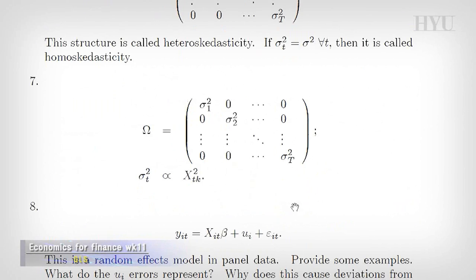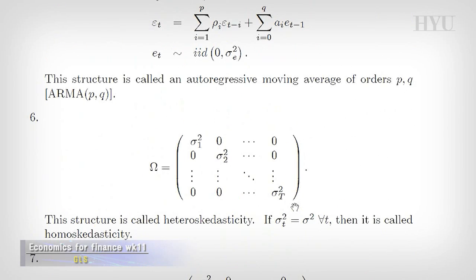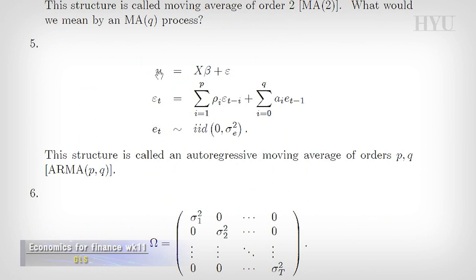And more generally, suppose y equals X beta plus epsilon, and epsilon t can be characterized this way. We have p lags of epsilon, and we have q lags of a white noise. And all the white noises are IID. Then we call this structure an autoregressive moving average of order (p, q).